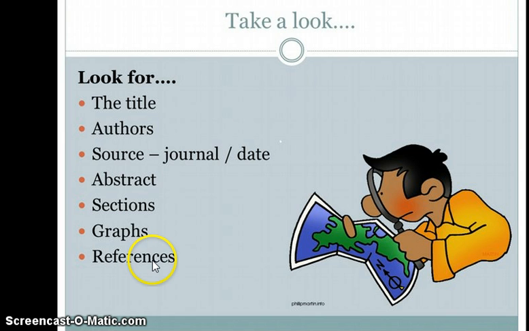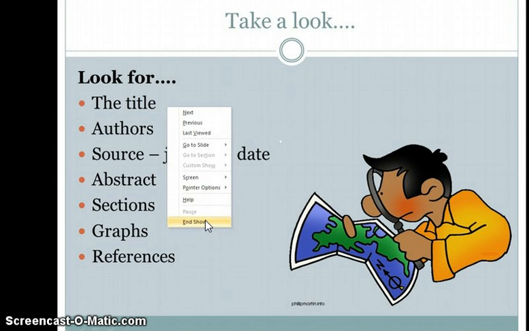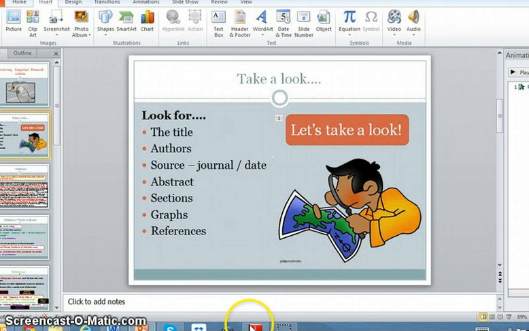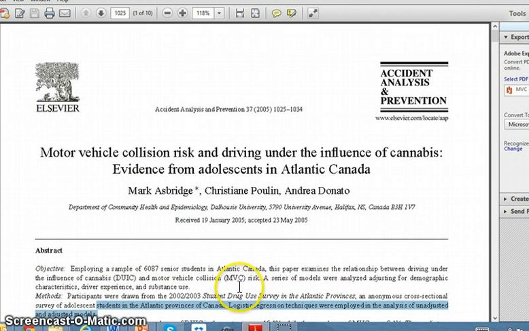What we're going to do now is take a look at the article that you're going to be reading this week. So we're going to end this show for a minute, and we're going to take a look at an academic article. So if we look here, one of the first things that we wanted to do was to look at the title.